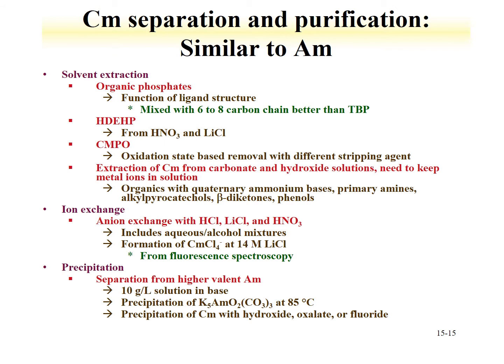And then precipitations, particularly from americium, can be used by the fact of precipitating out the americium(V) carbonate species. And then any sort of purification based upon precipitation of curium can be done with hydroxide, oxalates, or fluoride, similar to the conditions that were described for trivalent americium.